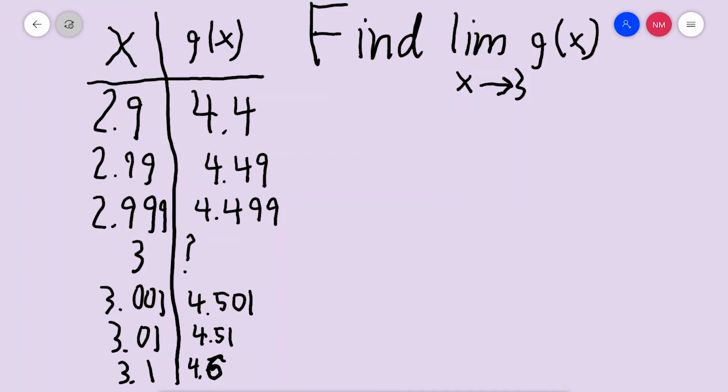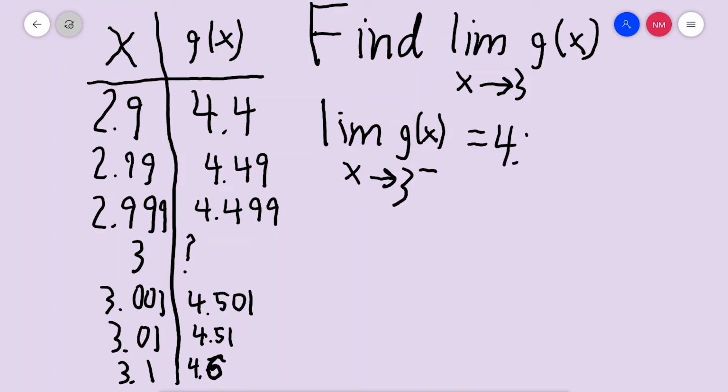As we approach 3 from the left, we go from 2.9 to 2.99 to 2.999, and the y value goes from 4.4 to 4.49 to 4.499. The y value is approaching 4.5. So that means that the limit of g of x as x approaches 3 from the left is equal to 4.5.